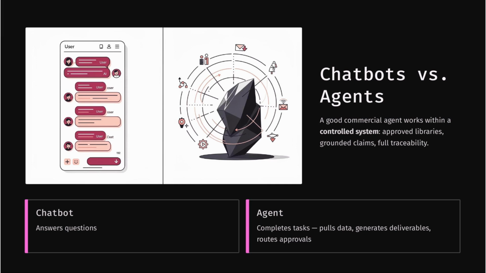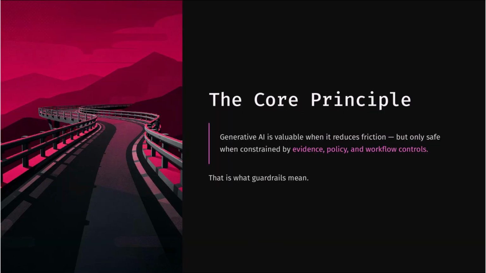A good commercial agent does not invent claims. It does not improvise safety language. It does not decide what is promotional versus non-promotional. It works within a controlled system where content comes from approved libraries, claims are grounded in references, and every output has traceability. If you only remember one concept from this video, remember this.